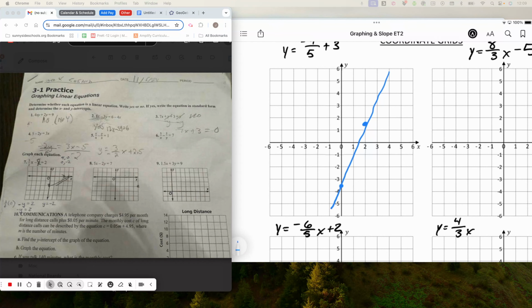Again, I do not know how they expect you to do that on the graph paper, but it is provided there. That's ridiculous. So, the next one, number 9.